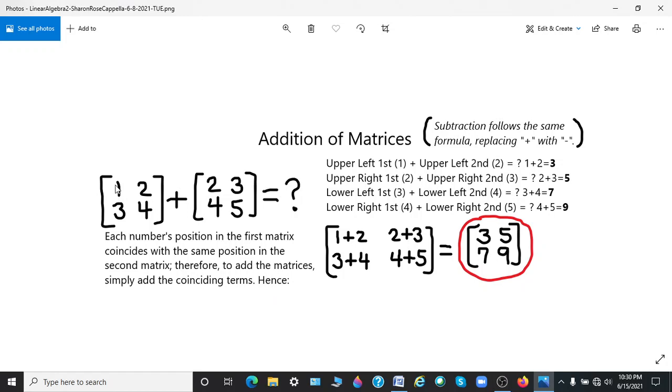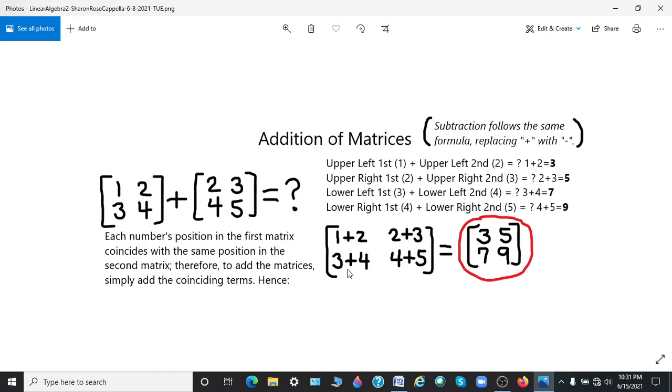Hence, this is upper left, and so is this. So you would add the 1 plus the 2 and yield a number. The upper left of the first one, which is 1, plus the upper left of the second one, which is 2, equals 3. So 1 plus 2 equals 3. Upper right of the first one, which is 2, plus upper right of the second one, which is 3, would yield 2 plus 3 equals 5, and you position the answer as such.